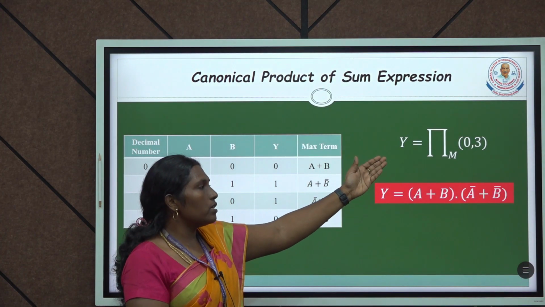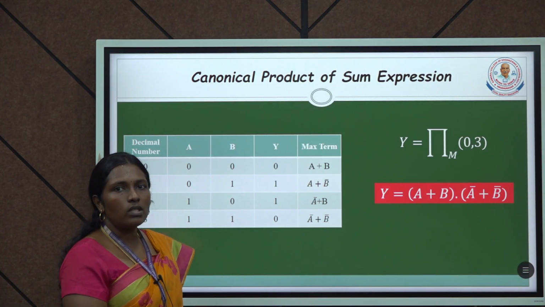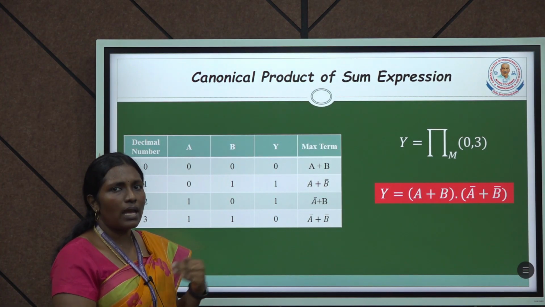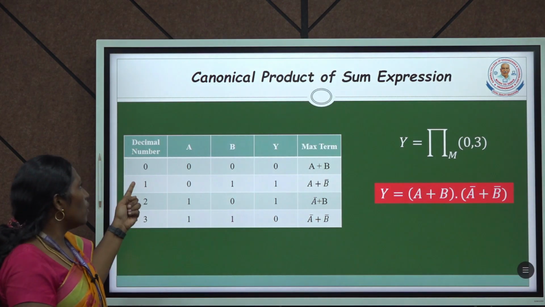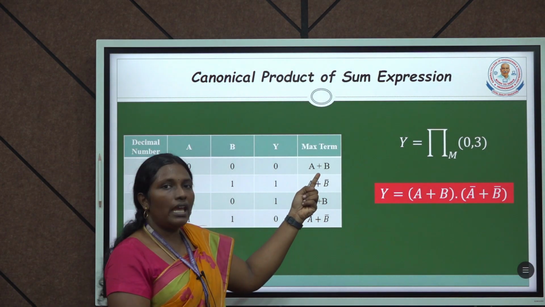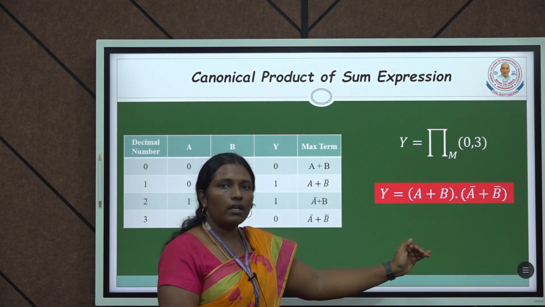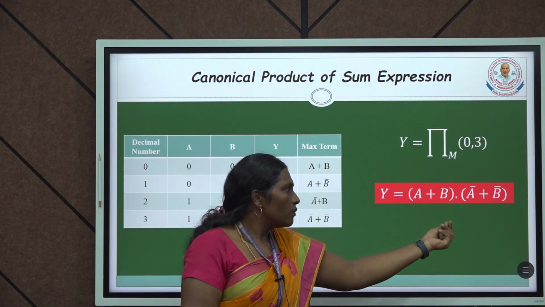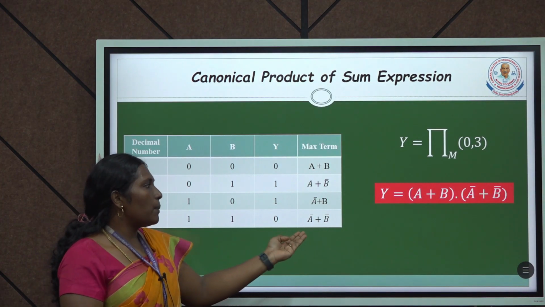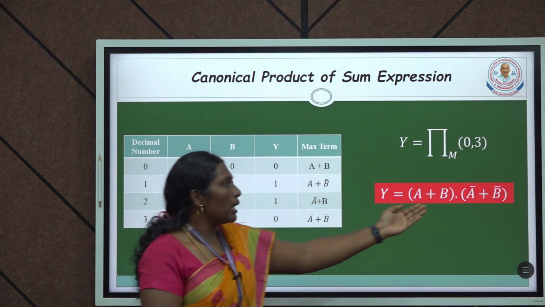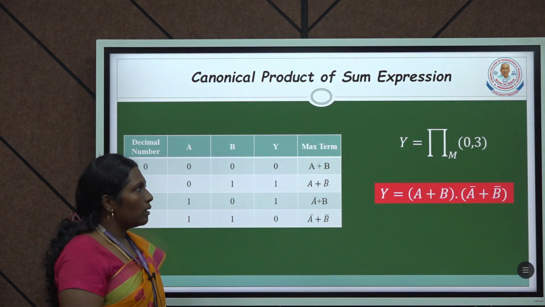If the question is pi of capital M 0 comma 3, pi of M denotes the maxterm of the values. So, we have to write the maxterm of the values. For the decimal number 0, the maxterm is A plus B. We write A plus B, then it is separated by a dot operation, the product form. Then for 3 we write A bar plus B bar. So, A bar plus B bar. This is the final answer for product of sum.